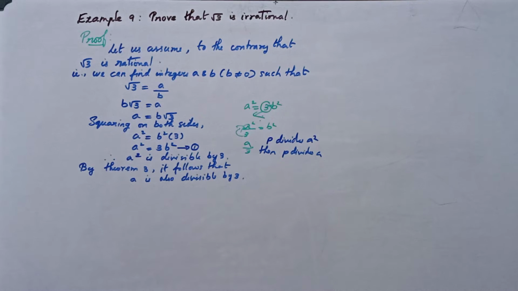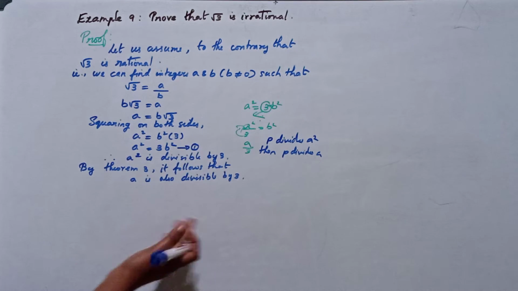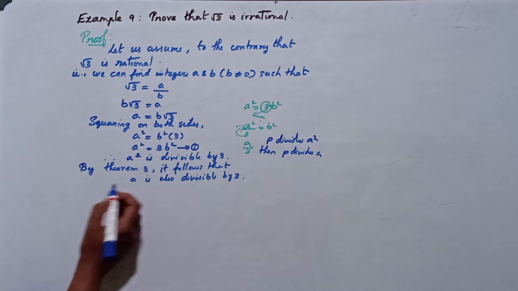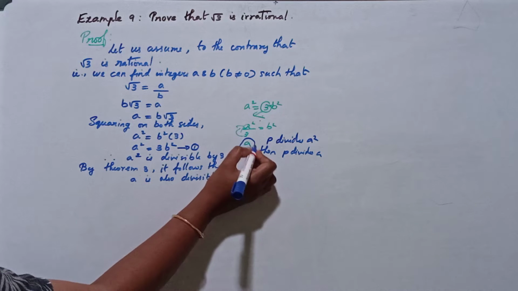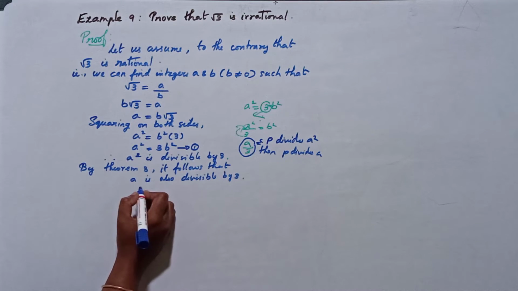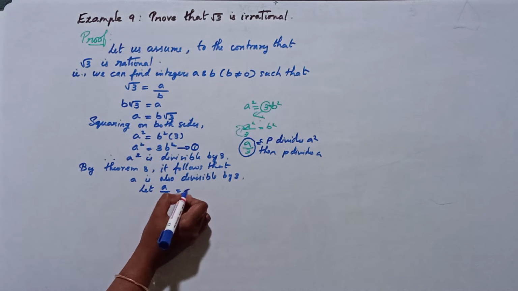Okay, so the next step, if you're dividing, you'll get a quotient value, right? A is equal to 3c. If you are just dividing like this, you'll be getting a c value, right? In the last problem also we had done the same way. So I'm going to take that as c. Okay, so let a by 3 is equal to c.